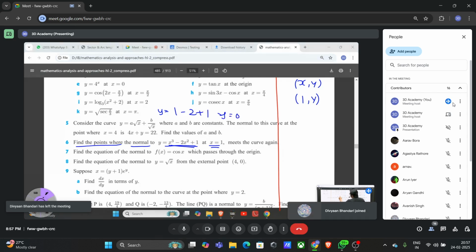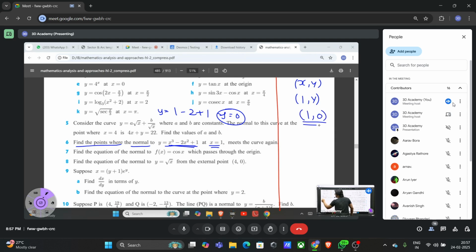So what is the value of y? 0. It means what? This is x intercept. This is my common interpretation, right? Till now I have not even done the differentiation. It means my normal line is passing through this point, correct? Okay.